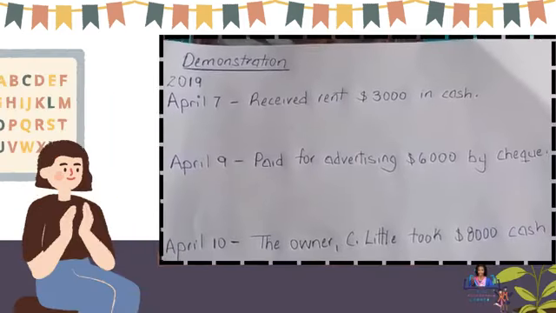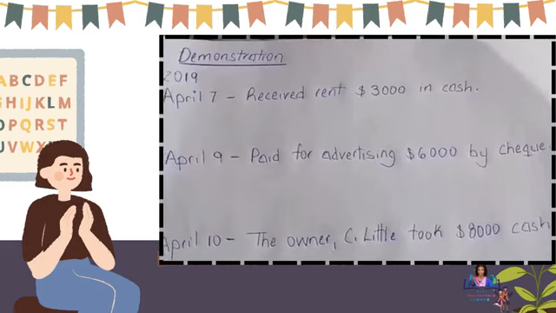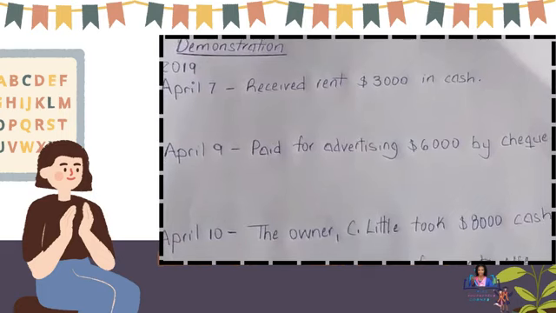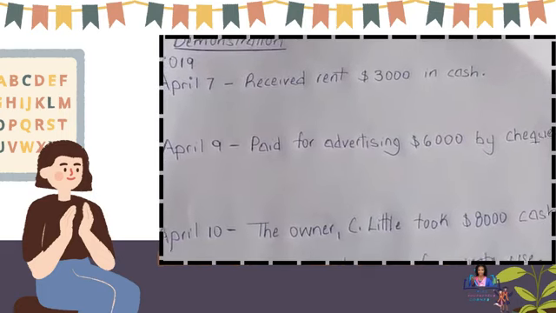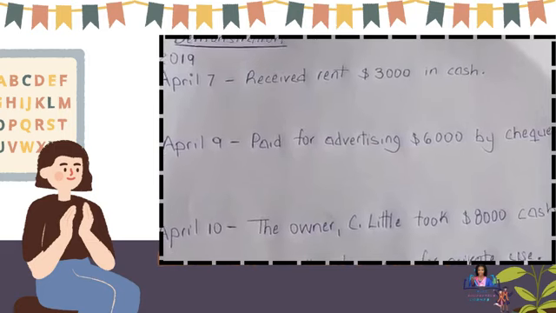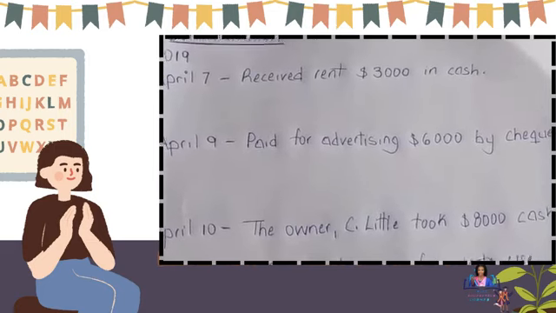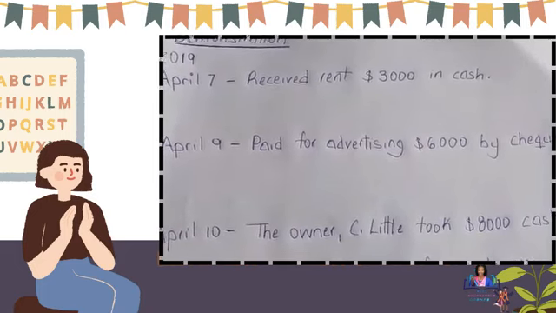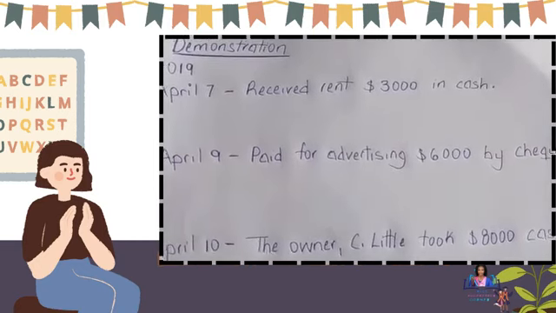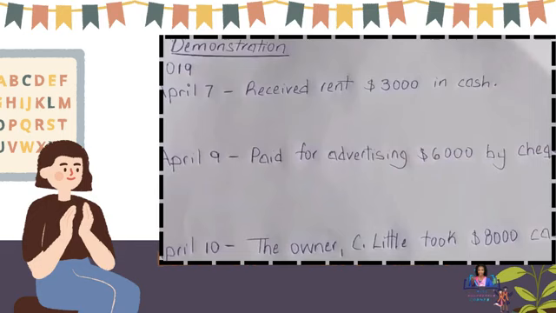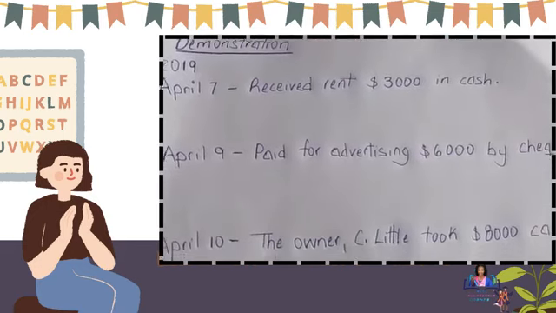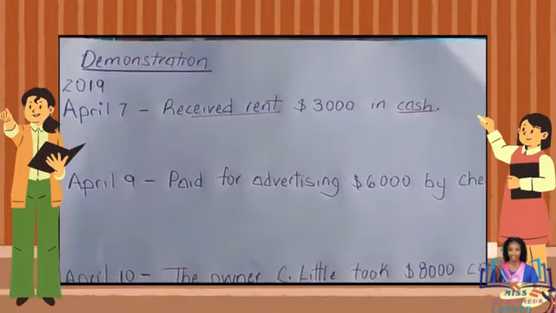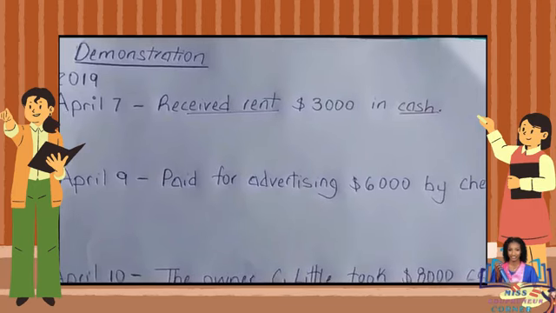The first transaction reads: on April 7, 2019, received rent $3,000 in cash. It can be a case where there is an empty room in the building or on the business premises that the owner isn't using, and as such the owner decides to rent it out. So that's a stream of income right there. Now we are going to identify the two accounts being affected in this transaction. That would be rent received and cash. Rent received and cash are the two accounts affected in the first transaction.